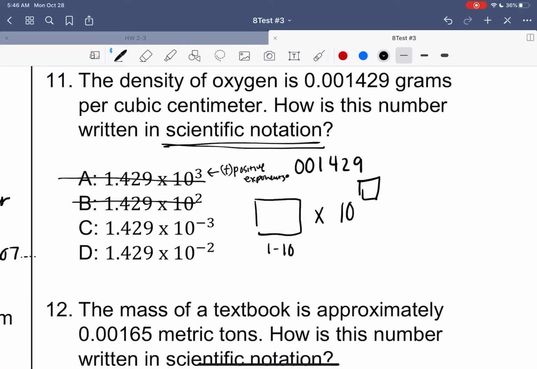So we have our decimal point here, but it needs to be right here, because here would be our number between 1 and 10. So we would have to have moved this 1, 2, 3 times. My bad. And so we would have 1.429 times 10 to the third, but since it's a smaller than 1 number, we're going to have a negative exponent.